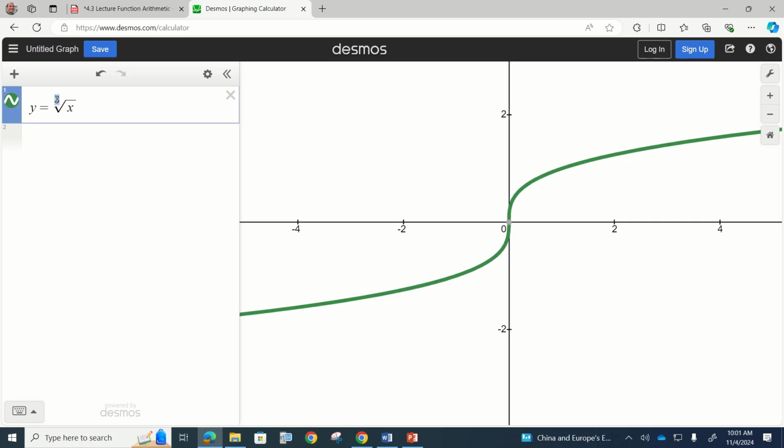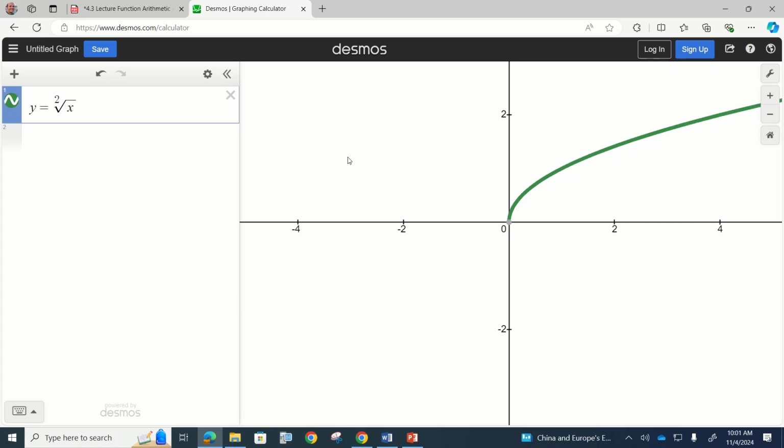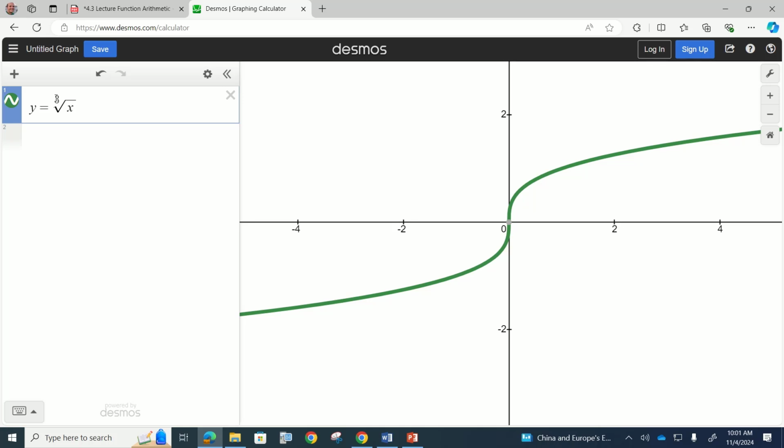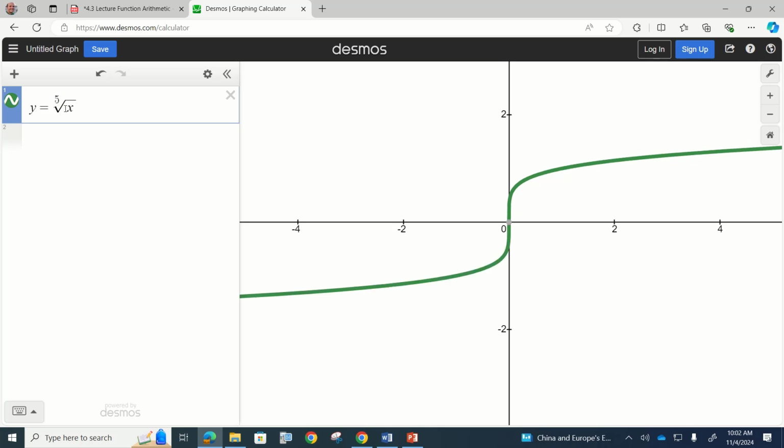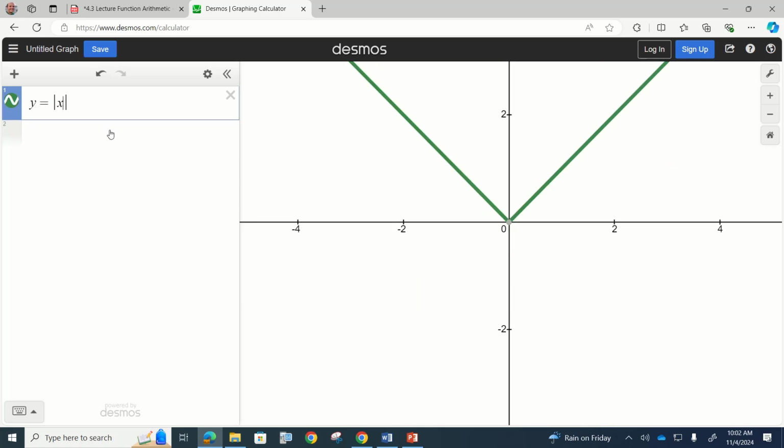What about this one? Neither. Yeah, square root is neither. Cube root is odd. The fourth root is neither. The fifth root is odd. All odd roots are going to be odd functions. What about this one? Even. Absolute value is an even function.